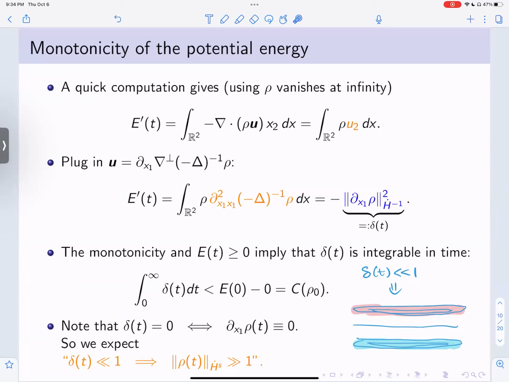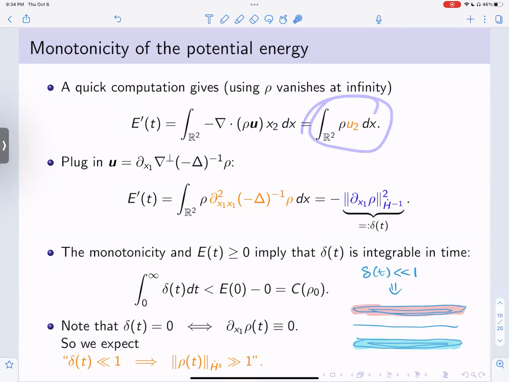Physically, this is not surprising, right? Because the incompressible porous media equation is basically driven by the fact that the heavier liquids want to go down, and the lighter liquids want to go up. So it makes sense for the potential energy to be decreasing. But let's check it. And by the way, this is not our discovery. The fact that the potential energy is monotone was already used, for example, in Elgindi's results before.